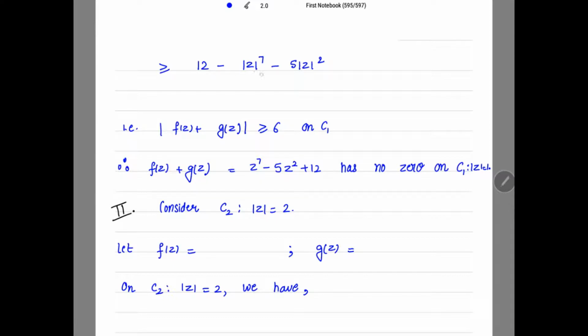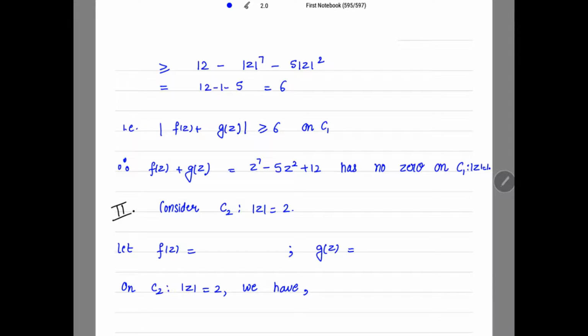And mod z is equal to 1, which means this is equal to 12 minus 1 minus 5, which is equal to 6. So mod of f(z) plus g(z) is greater than or equal to 6 on C1. So for all the values of z, this mod comes out to be either greater than 6 or equal to 6. That means this f(z) plus g(z) has no zero on C1, right? So on C1 also it is having no zero.